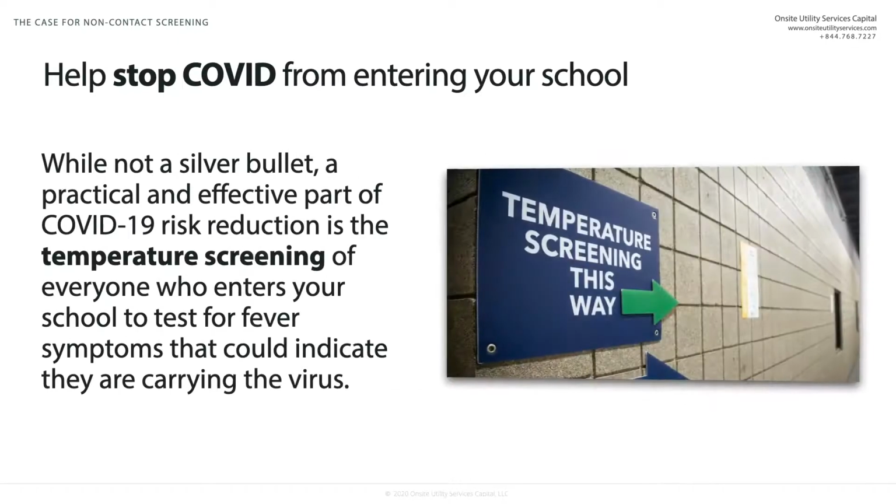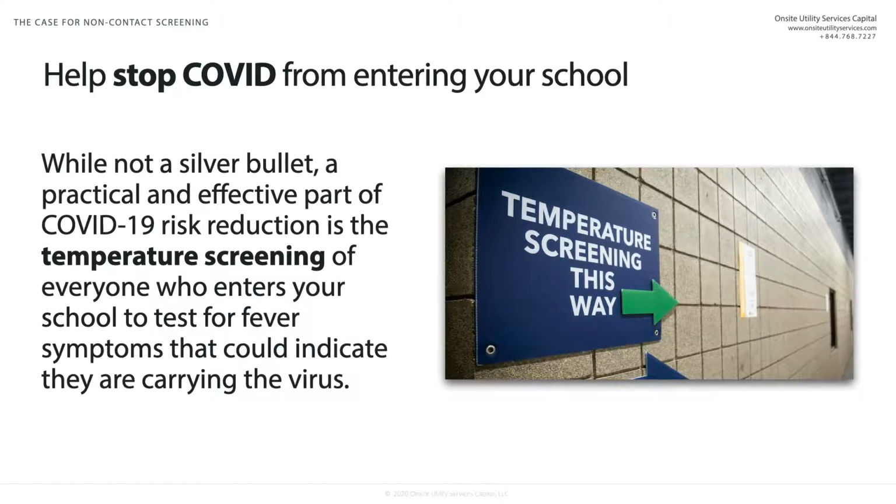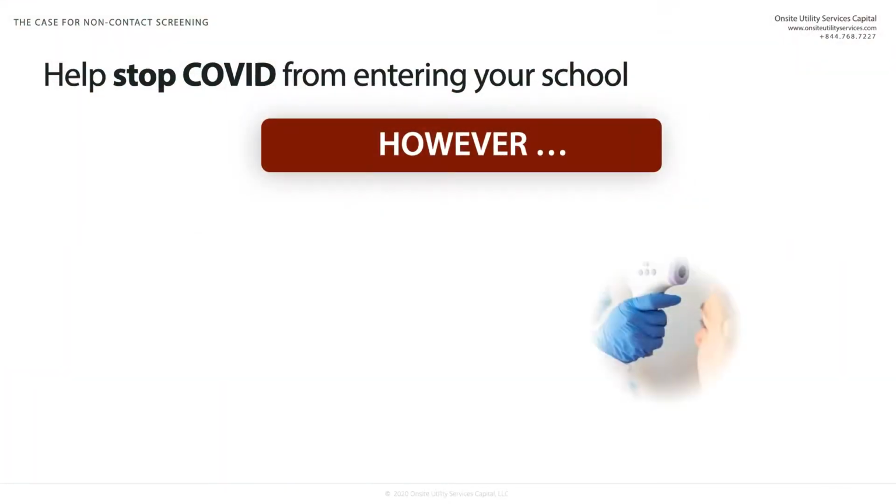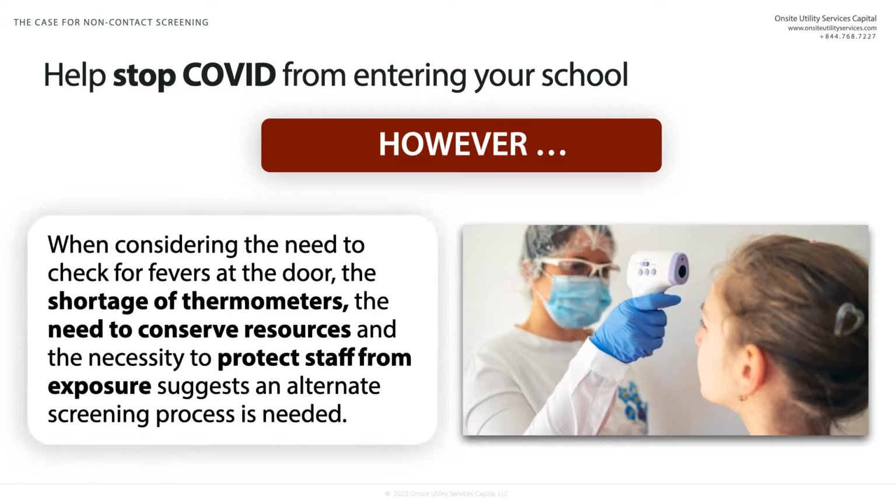And, while not a silver bullet, a practical and effective part of COVID-19 risk reduction is the temperature screening of everyone who enters your school to test for fever symptoms that could indicate they're carrying the virus. However, when considering the need to check for fevers at the door, the shortage of thermometers, the need to conserve resources, and the necessity to protect staff from exposure suggests an alternate screening process is needed.